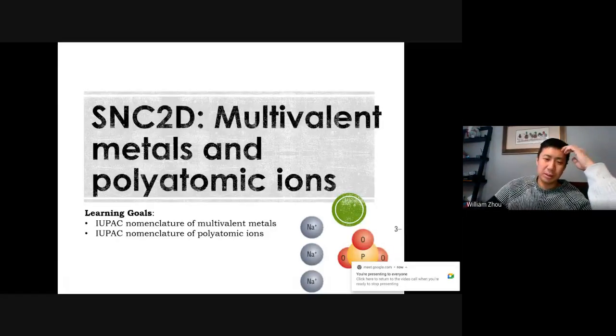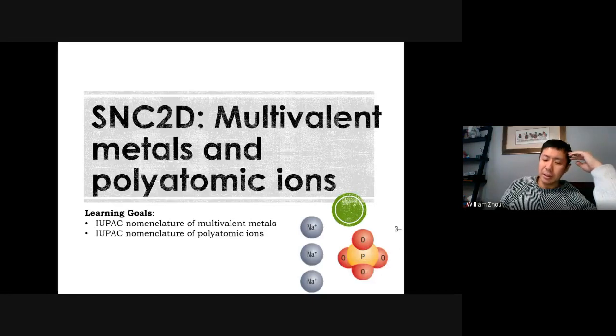All right, so this is the next lesson in naming. Yesterday we named ionic compounds, just the bare minimum, the most basic version: just the name of the positive ion plus the name of the negative ion, and you're done. Today we're going to amp up the difficulty and talk about multivalent metals, and then later, polyatomic ions.